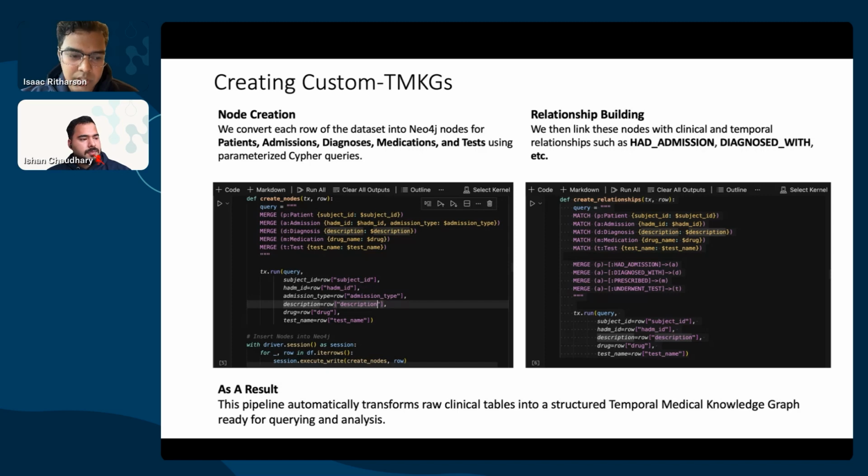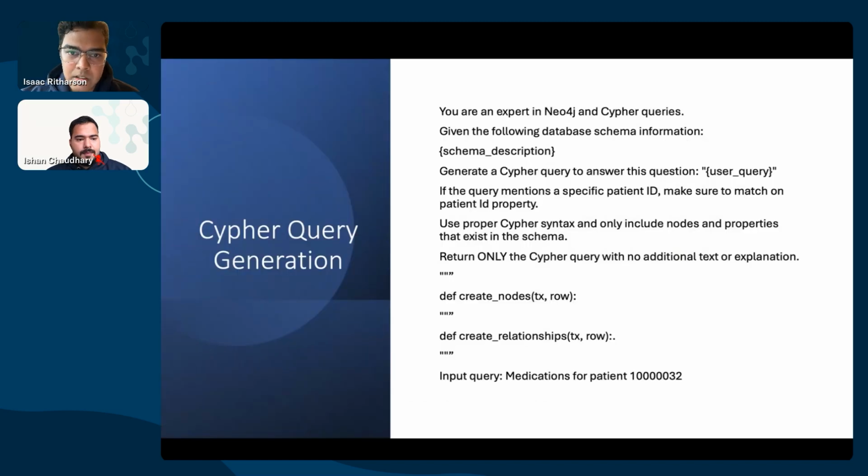As a result, this pipeline can help us automatically transform raw clinical tables into a structural temporal medical knowledge graph that can help us understand the historical patient information much better and ask more advanced questions that are not visible in a normal database. Given that, we moved on to building an agentic mode software where we wanted to allow the user to ask questions in natural language and retrieve the results just like that.